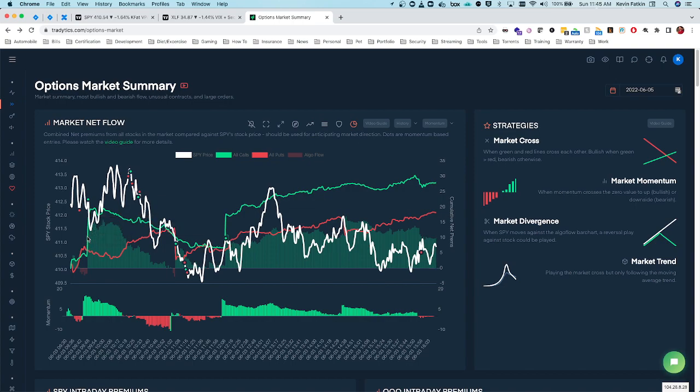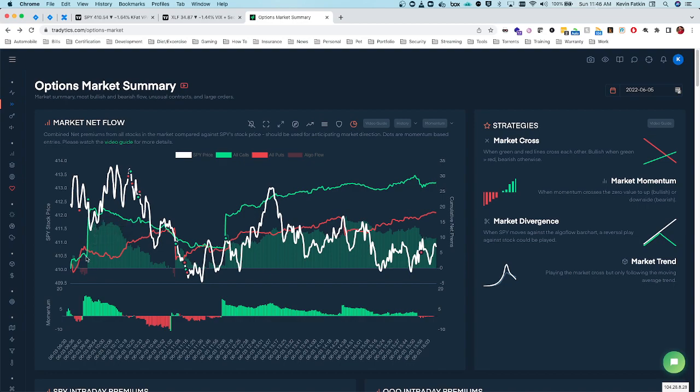And it's the same thing with the green line, which is cumulative net premiums for calls. If we see the green line rising, that means there's a lot of call buying, which is bullish. And if we see it dropping, there's a lot of call selling, which is bearish. So right there, you can derive some information from that.